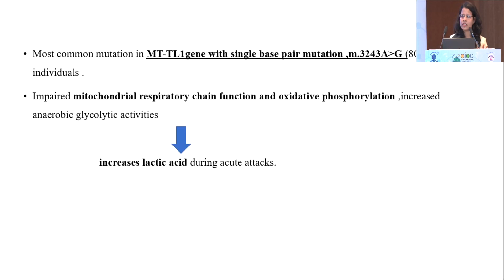So what happens with this mutation? This mutation will lead to decreased energy production at the mitochondrial level. That will lead to increased anaerobic glycolysis and increased lactic acid. And that increased lactic acid, depending upon the site of the tissue where it is collected, will lead to signs and symptoms in the patient.